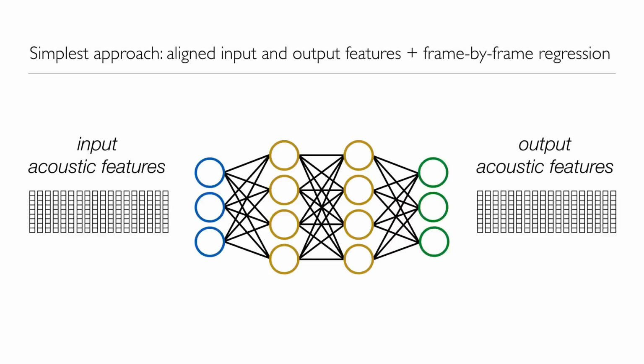So here is a diagram of how to do voice conversion. This is a very simple approach to do frame by frame conversion using a feed-forward neural network. The input is the acoustic feature. The output is the corresponding aligned output feature. So during training, we can do frame by frame regression. At runtime, given one frame as the input, we just predict the corresponding one frame output. This is done frame by frame. We do not consider the context information.